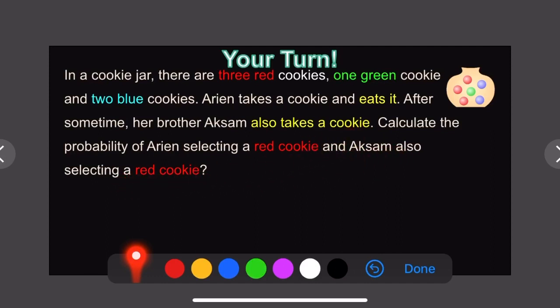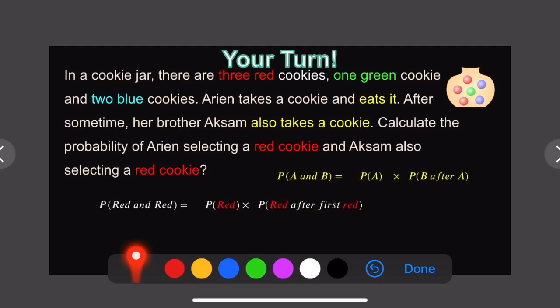Let's see how we can do this. First of all, find the probability of both events separately and substitute in the formula. Let's write what is given in the question in terms of probability. That is, the probability of selecting a red and a red. The combined event is red and red. That means the probability of the first red cookie times the probability of selecting the red after the first red is taken.